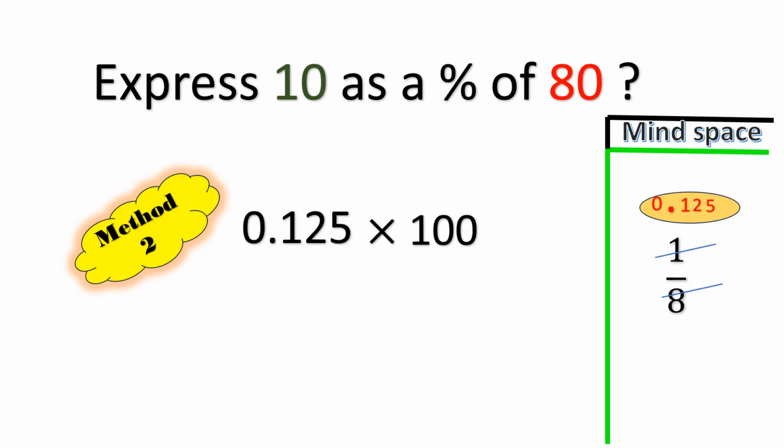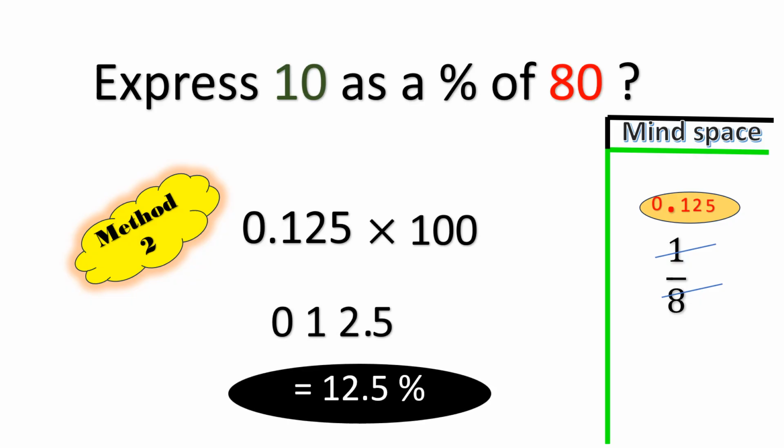Now, our next step is to multiply it by 100. Multiplication is very easy since 100 is a multiple of 10. So, we can just right shift our decimal point. 100 has 2 zeros, so we will right shift 2 places. 1, 2. So, our answer is 012.5, that is 12.5%.